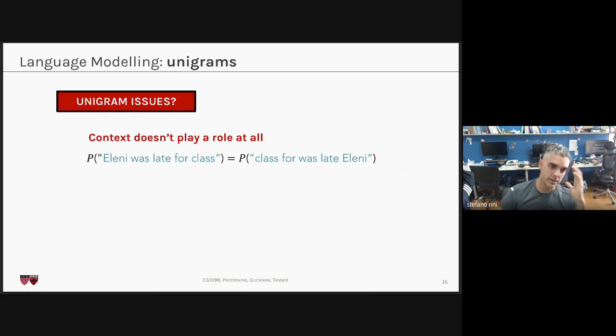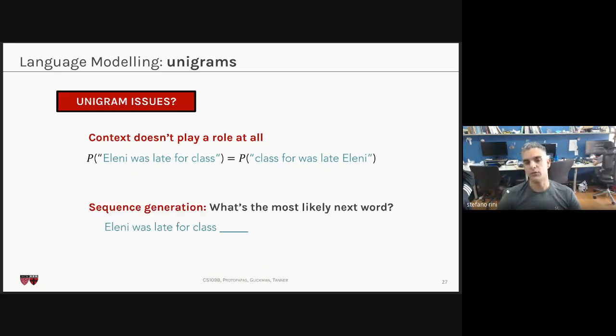Okay, so this model doesn't have any logic, doesn't embed any semantics, and in particular the probability remains the same however we permute the sentence. So if we permute the sentence to "class was late for Eleni," then this will have the same probability in this model. But of course, we do understand that this permuted utterance has a probability which is much, much lower, right?